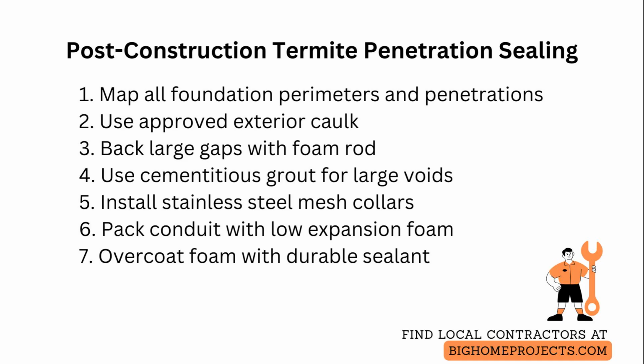For masonry gaps and larger voids, use a cementitious exterior grout or polymer-modified mortar applied in layers until flush with adjacent surfaces to resist settling and weathering. Around pipes and cables, install stainless steel mesh collars sized to snugly fit the penetration and fasten to the substrate with corrosion-resistant anchors to physically block termite passage while allowing inspection access. For flexible connections and larger conduit bundles, pack with low expansion, pest-rated foam and then overcoat with a durable sealant so the foam remains protected from ultraviolet and moisture degradation.